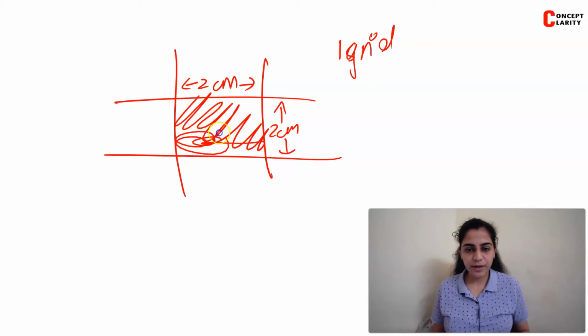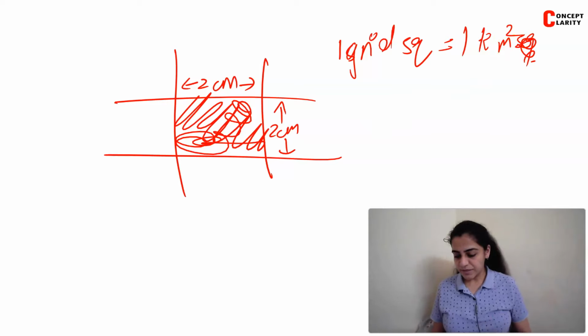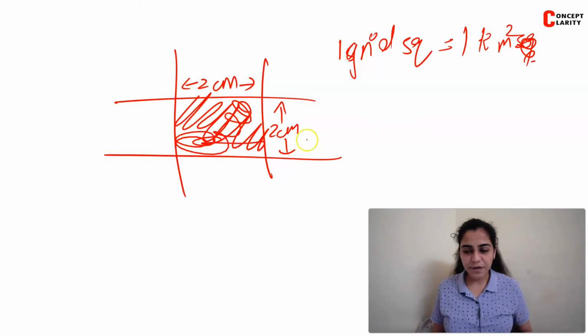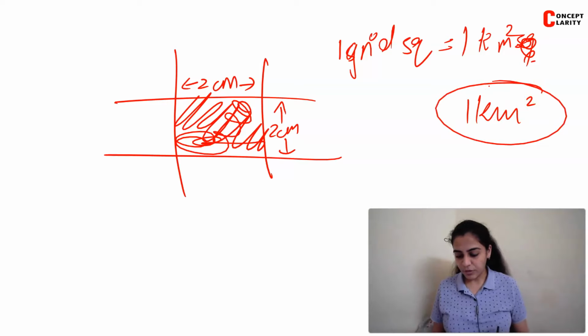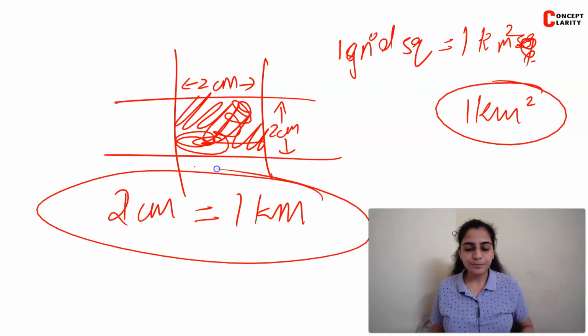This 1 grid square is equal to 1 kilometer square in reality. You can write it like this. So this is your area. This means that 2 by 2 centimeters on the map is equal to 1 kilometer square in reality. Or you can say 2 centimeters on the map is equal to 1 kilometer on your real or actual location.